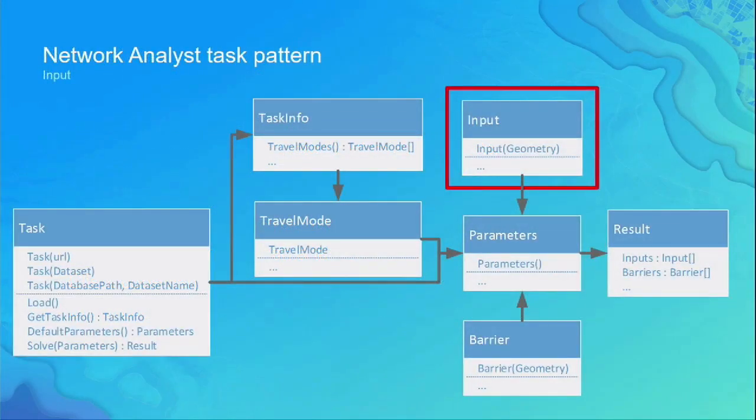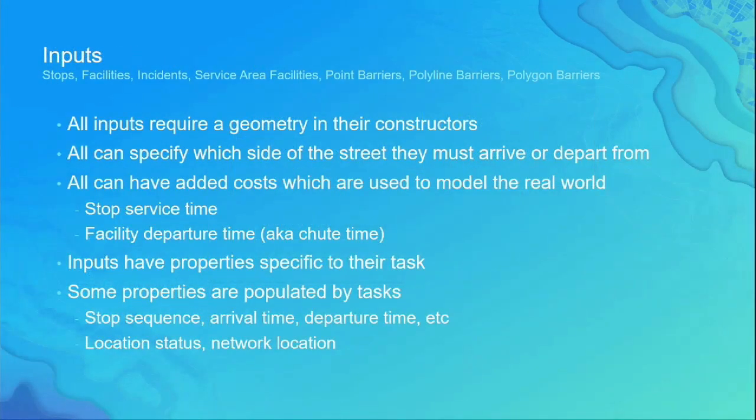Up next, inputs. All inputs require a geometry in their constructors. And the geometries are all points. So facilities, stops, incidents, they're just all points. They can all specify which side of the street they either have to arrive or depart from. So you can say, you need to approach me, you need to arrive at the right-hand side of the street.